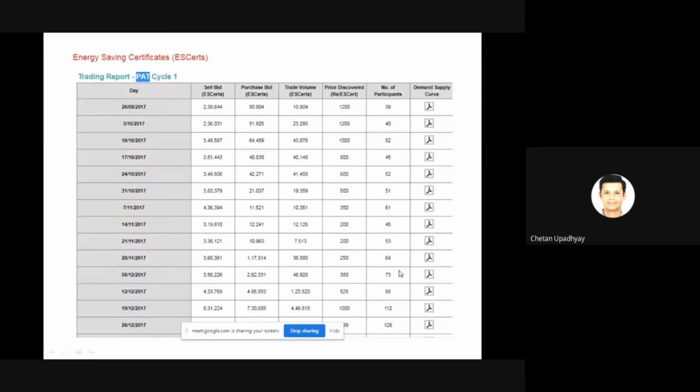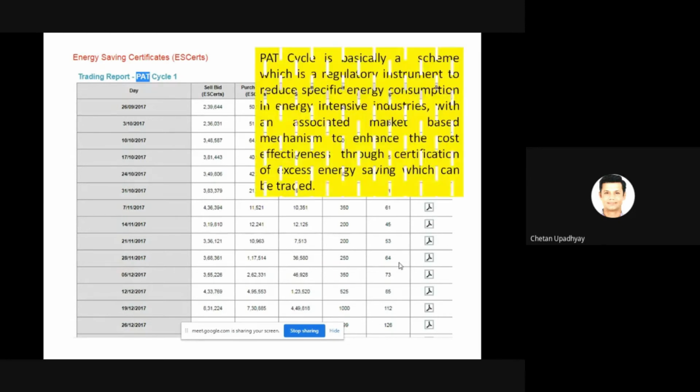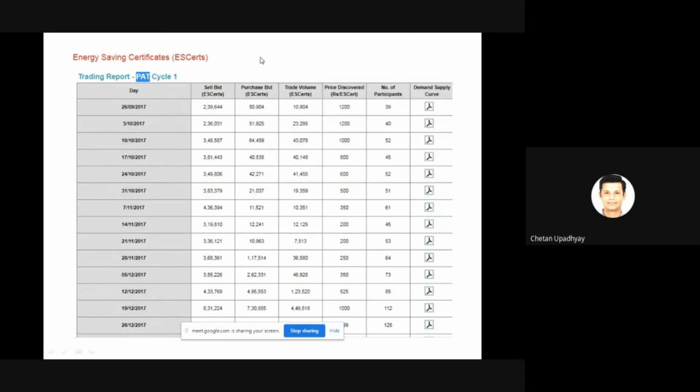Okay. Now what happens exactly in the bidding? That is called the PAT cycle, which has been given by the Bureau of Energy Efficiency. The PAT cycle is basically a scheme, a regulatory instrument, aimed at reducing specific energy consumption in energy-intensive industries, with an associated market-based mechanism to enhance cost effectiveness through certification of excess energy saving, which can be traded. So I had taken some example of energy saving certificates, that is ESCerts.